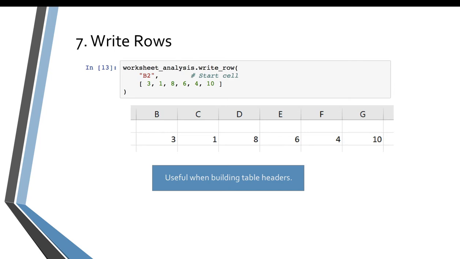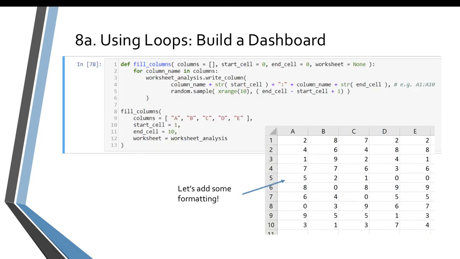Just like writing columns, you can write rows. And the principle here is the same. You give it a start cell and a list of data. A tuple is fine too. And then it will just add the data as long as there's something to add. This is super useful when you're building, for example, table headers. You could send it a list of column headers in a table that you want to send to your clients.